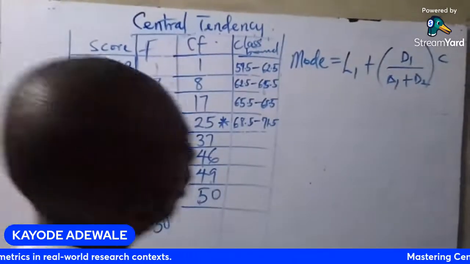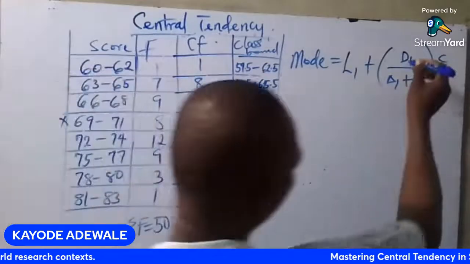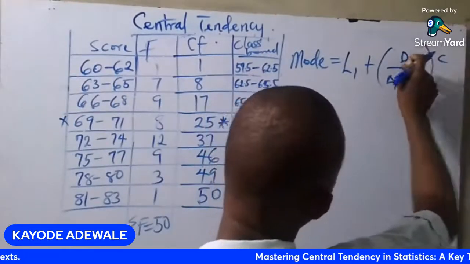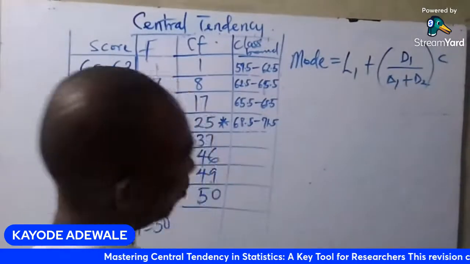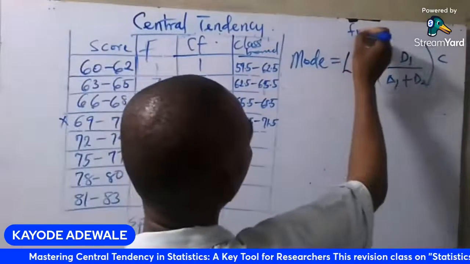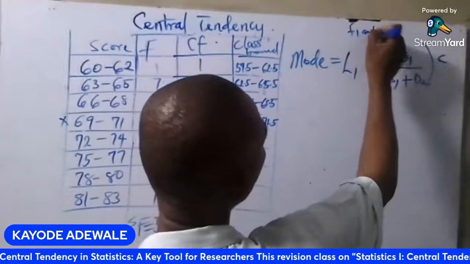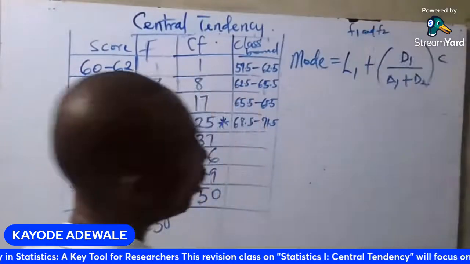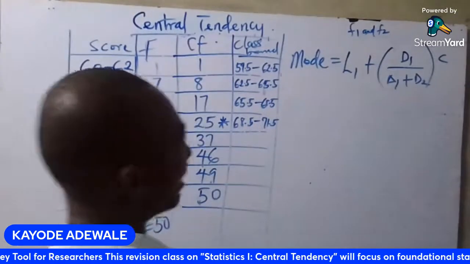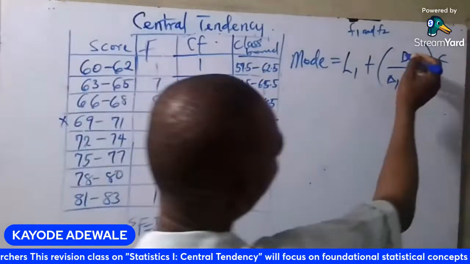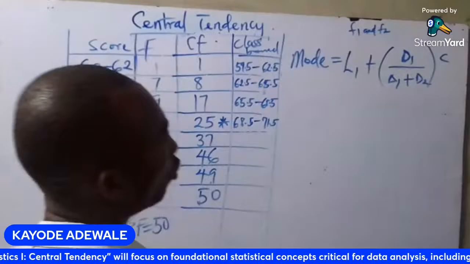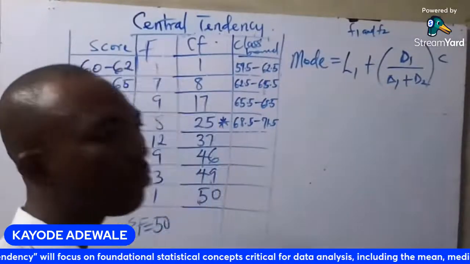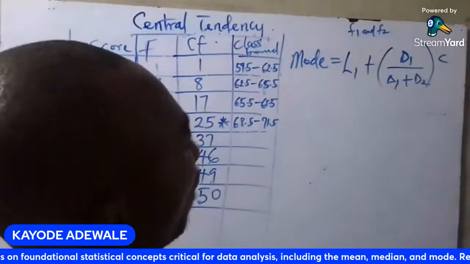Because you need to know some textbooks will use delta 1, delta 2. So you must know the difference between delta 1 and delta 2. Some textbooks will use F1 and F2, depending on whatever they use. But whatever they use, they are still saying the same thing. But for the sake of this class, I'm going to use D1 and D2.